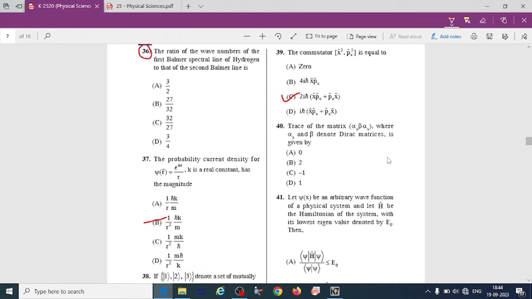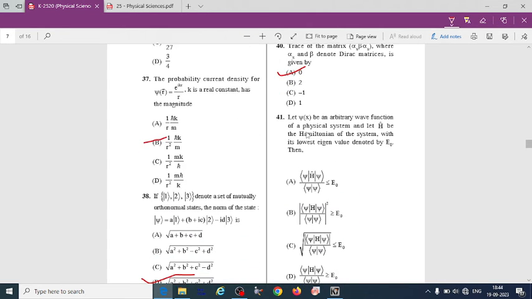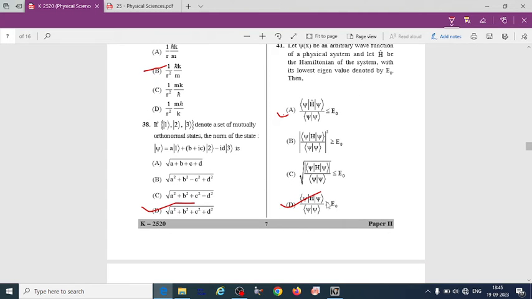The trace of the matrix, where alpha and beta denote Dirac matrices, is given by option A, 0. Then let psi of x be an arbitrary wave function of a physical system, and let H cap be the Hamiltonian of the system with its lowest eigenvalue denoted by E naught. Then for question 41, option D is correct: greater than or equal to E naught.